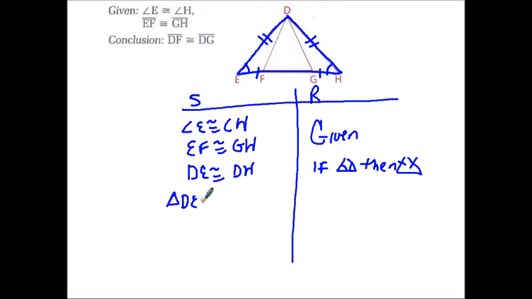Triangle DEF is congruent to triangle DHG, side angle side. Now, if these two triangles are congruent, we know their corresponding pieces are also congruent. DF is a full side of one triangle, and DG is a full side of the other triangle. So I'm going to say DF is congruent to DG, CPCTC.